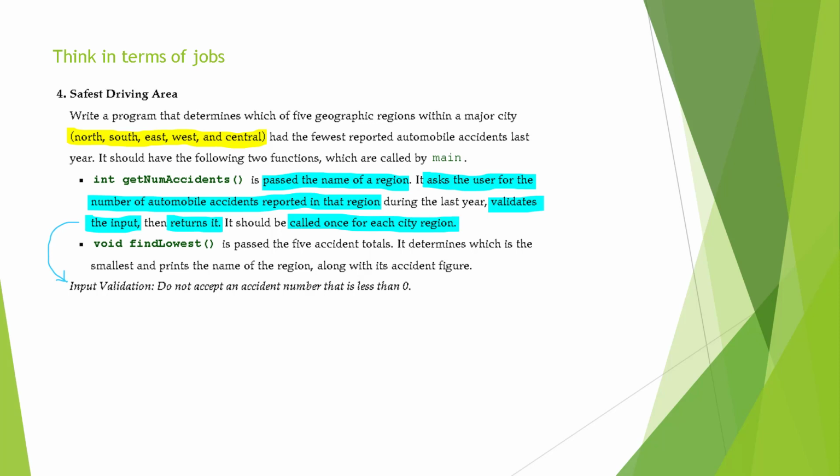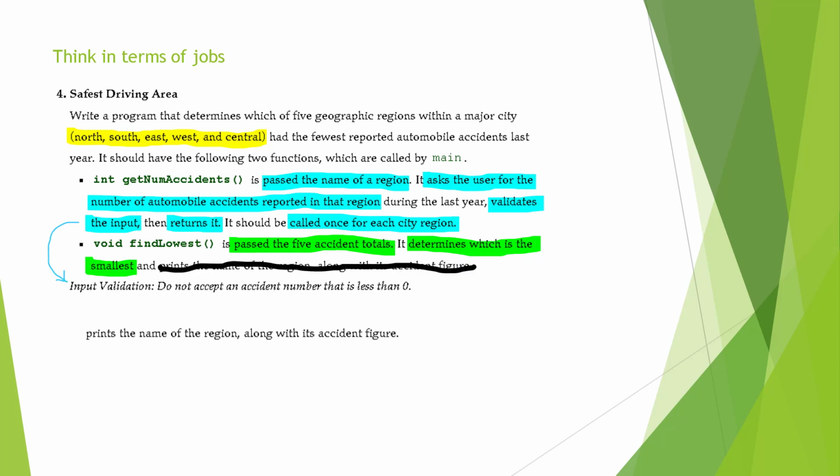The second function is described as a void function in the text, but we're going to make it return an integer. We'll be sending this function 5 arguments, 1 integer for each of the regions. Then the function will decide which is the smallest value and return that number. The textbook wants this function to do 2 different things, namely decide the smallest and then print that out. But a function should really only do 1 job. So we're going to create an output function to display the results of the program.